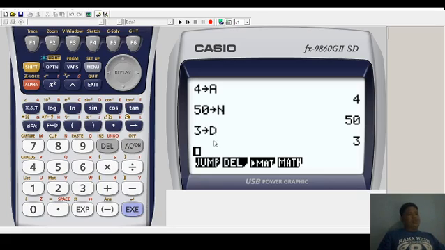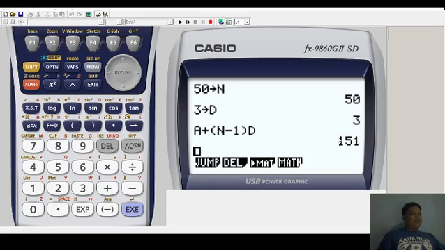Then execute. Take note for the formula of our arithmetic sequence, that would be A plus (N minus 1) times D, right? So our answer for the 50th term of column 1 is actually 151.